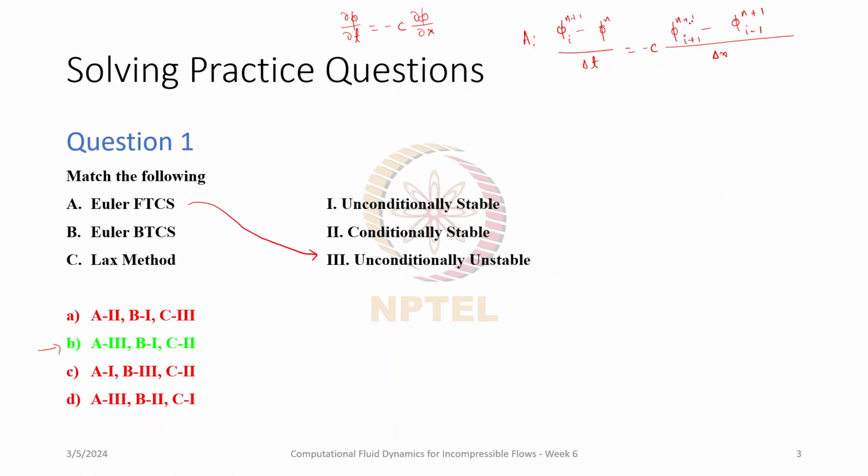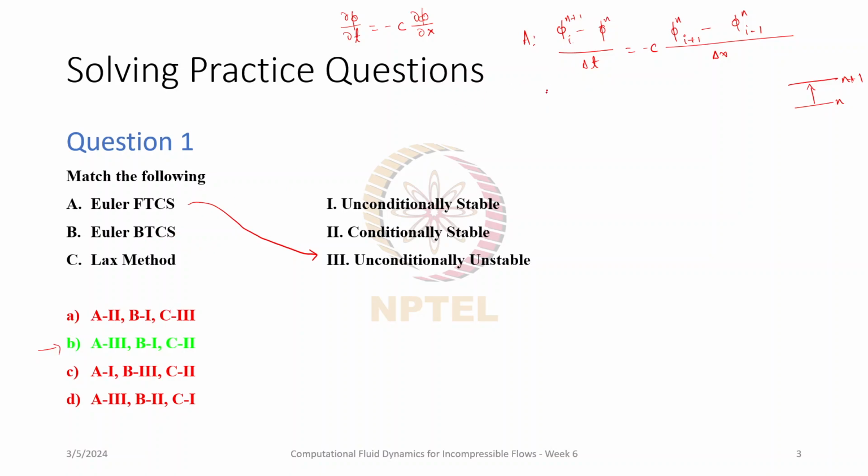Sorry, I did this wrong. So for FTCS it would be all the terms on the right hand side would be at the nth time level. So we are going from here to here, from the n to n plus 1th time level. So this is actually unconditionally unstable.